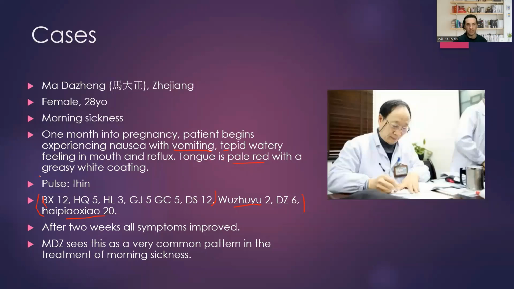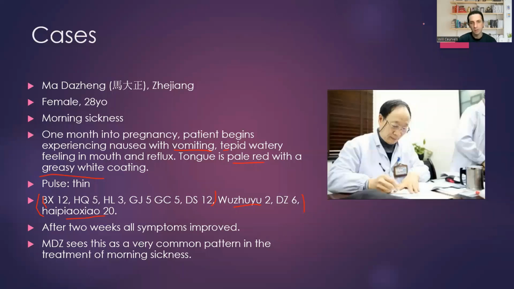Now there's a greasy white coating. Okay, so that can tell you that, as we say, Banxia Xiexin Tang is used to a degree for this dampness or phlegm stuck in the middle burner, right? That's part of what it does. So this greasy white coating, I think, can reflect that to a degree.